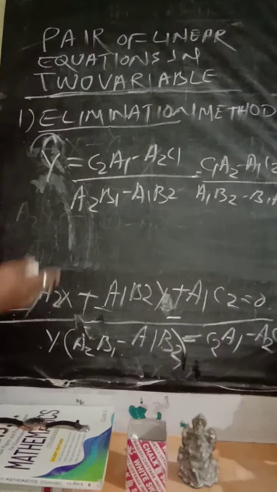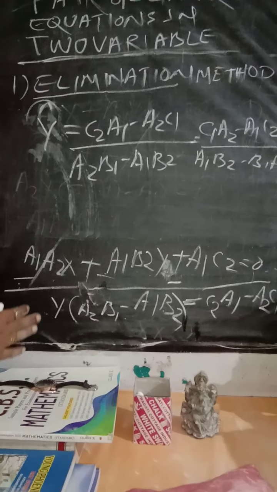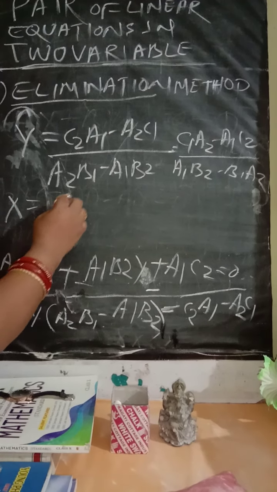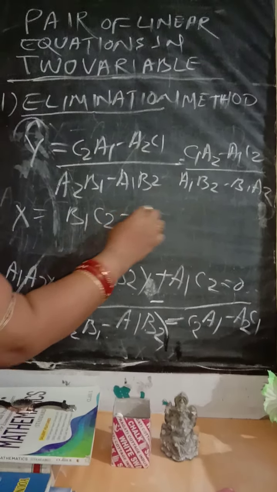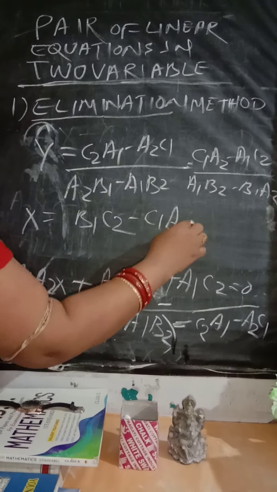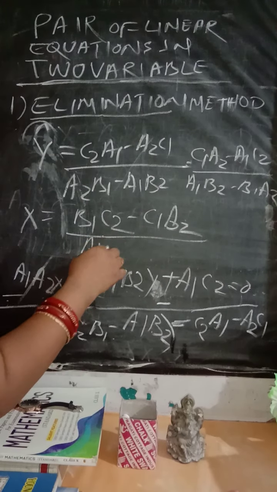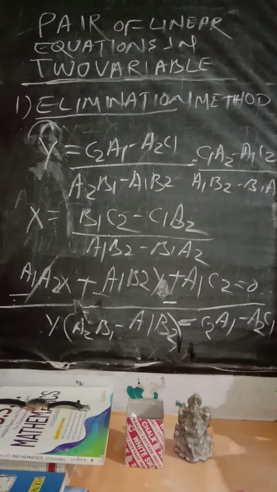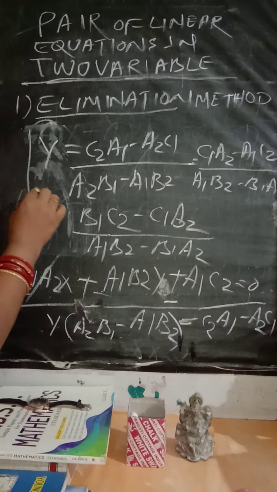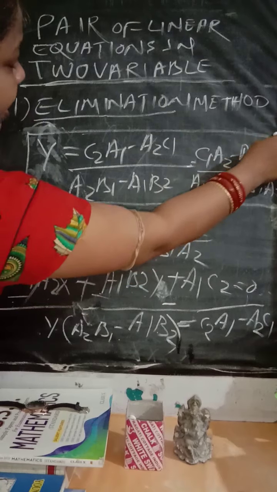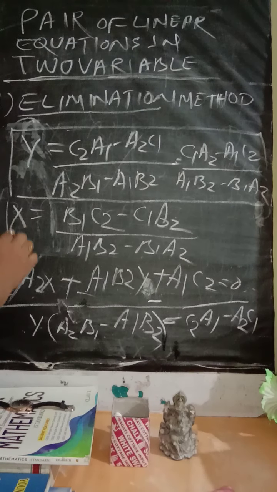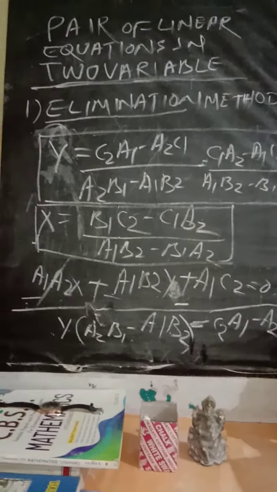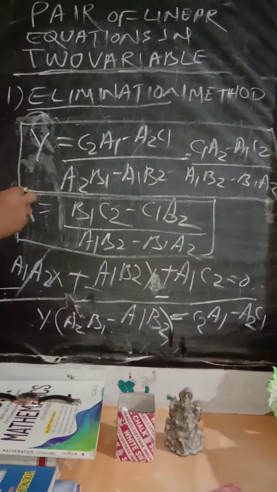If we put the value of y in equation 1 or in equation 2, then we will get x is equal to (b1c2 minus c1b2) by (a1b2 minus b1a2). Last time also you got the same answer. Always the value of x is this much and the value of y is this much. This method is your elimination method and the previous method was your method of substitution.